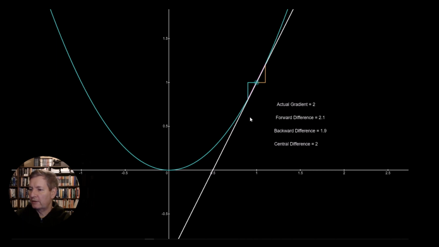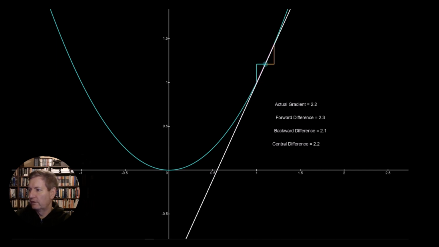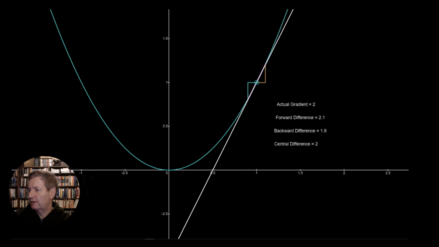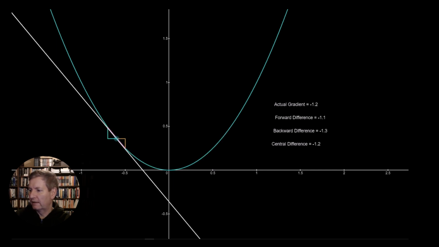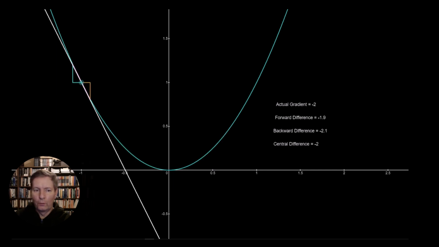Now this is actually going to work exactly in all instances with this particular curve, because this particular curve is y is equal to x squared, and because of the symmetry and the geometry of this, we're always going to get an exact value. So let's just move this up and down the line, and you can see that the value here for the central difference and the actual gradient is exactly the same. Now that's not always the case.